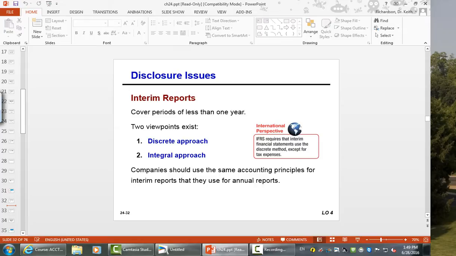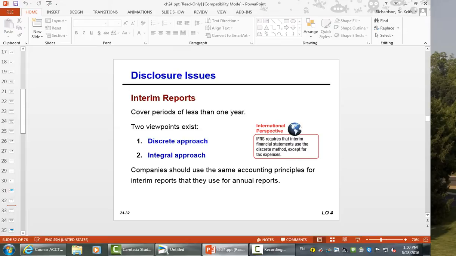Interim reports cover periods of less than one year. So two ways you could go: discrete approach or integral approach. What do we mean by that? Each interim period, quarters, right? Each interim period stands alone, completely, like it were a separate year. What does integral mean? We're spreading estimates and amortization, depreciation, those sorts of things across all of it like it were one year. Does that make sense?